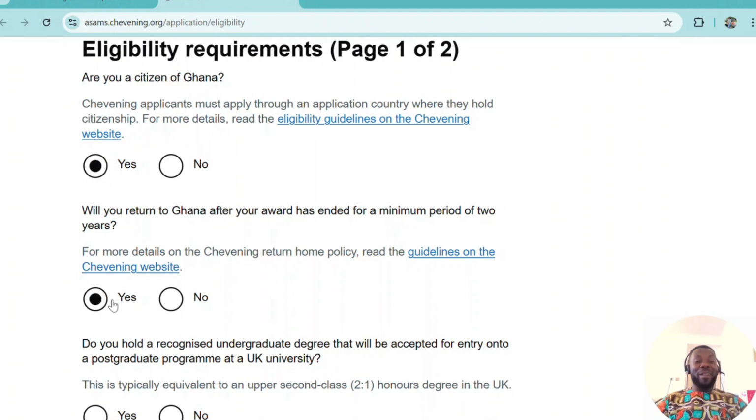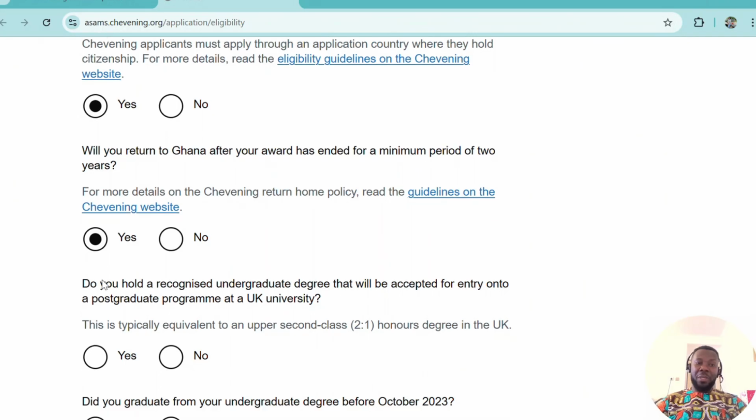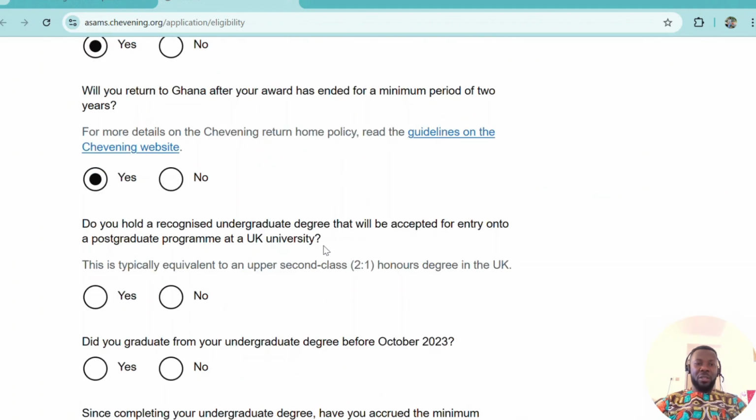With this part, without selecting yes, you know that you're not going to be considered, because the scholarship also emphasized that they want people who are committed to returning to their home country for at least 2 years after the scholarship period, to impact lives and policies in their home countries. So by all means, you must select yes. Do you hold a recognized undergraduate degree that will be accepted for entry onto a postgraduate program in a UK university?